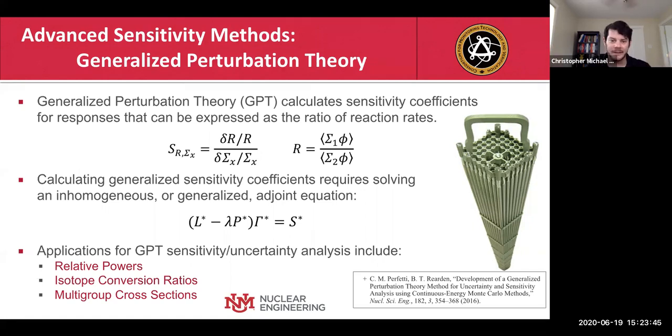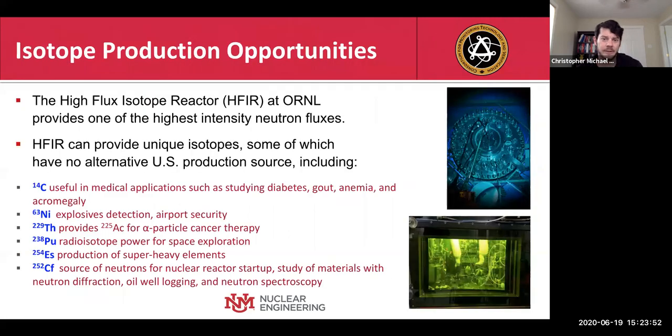So I figured out a new way to compute these sensitivities for these reaction rate ratios, and then I applied them to the HFIR reactor at Oak Ridge. So for those of you who don't know, HFIR is the High Flux Isotope Reactor at Oak Ridge. It provides one of the highest intensity steady state neutron fluxes in the world. And the I, of course, in HFIR is isotope, which means HFIR is used to create a wide array of isotopes for all sorts of different applications, ranging from medicine to basic science to security and DHS kinds of things.